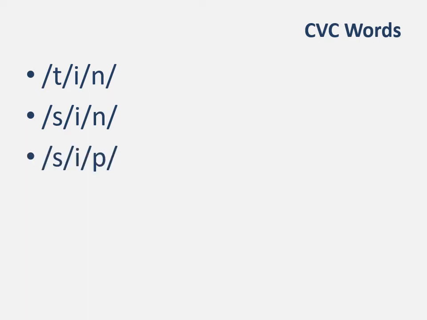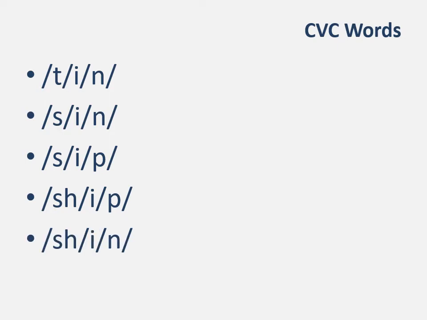Quite often in phonics teaching we talk about CVC words, CCVC words, CVCC words. C is consonant, V is vowel. So here we have "tin", t, i, n. Consonant, vowel, consonant. "Sin", s, i, n. Consonant, vowel, consonant. "Sip", s, i, p. "Ship", you sound it out now. Sh, i, p. "Shin", you sound it out. "Thin", you sound it out.